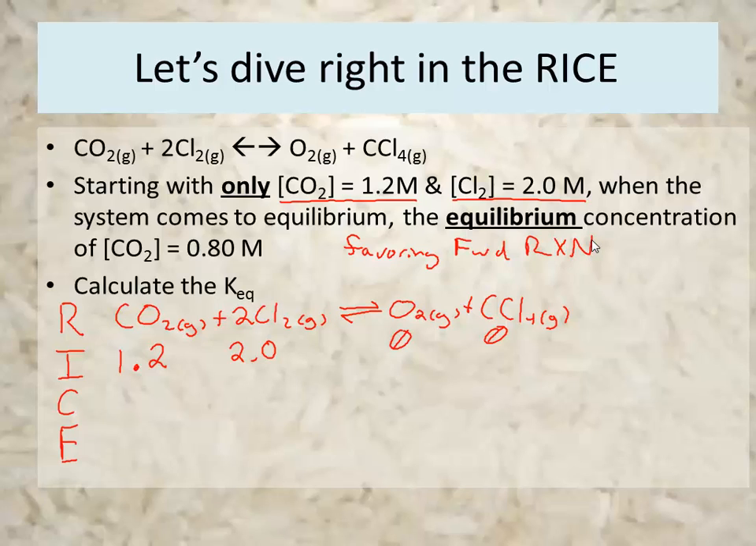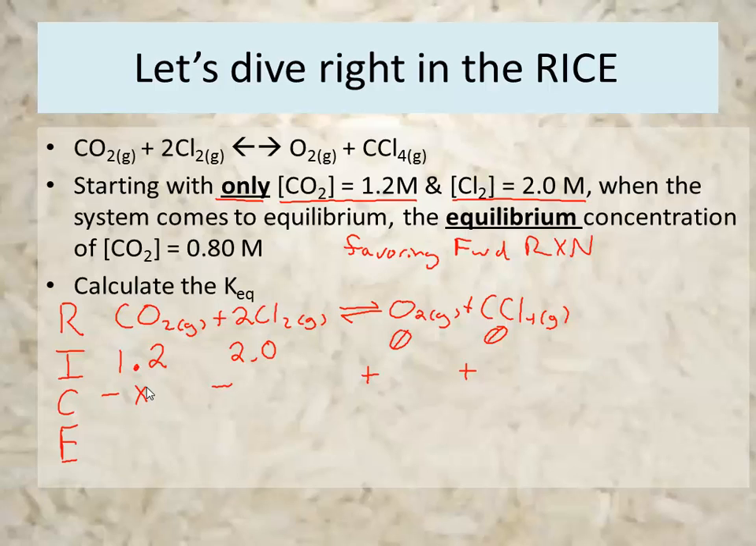Okay? Since I have only reactants, only these guys, I underlined it twice. So what's going to happen to my concentration of CO2? Is it going to increase or decrease? Decrease. Same with Cl2. What's going to happen to my concentration of O2? Increase, and CCl4 also is going to increase. So let's say this increases by a number. Let's just pick a random letter, let's call it X. Decreases by X.